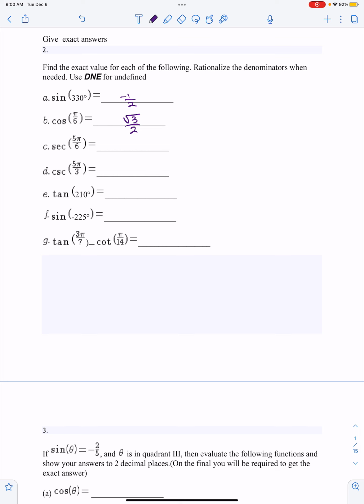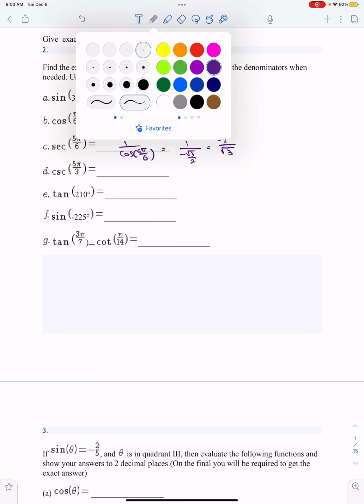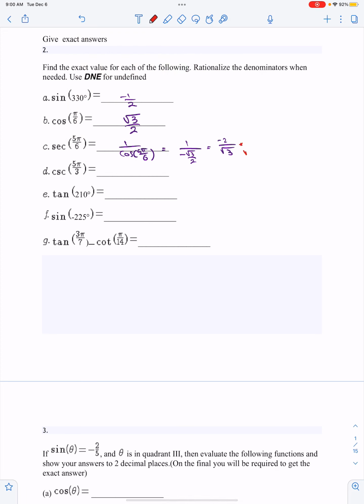And then secant 5 pi over 6. So we know that secant is 1 over cosine. So we're going to say this is the same as 1 over cosine 5 pi over 6, which is equal to 1 over negative square root of 3 over 2. So negative square root of 3 over 2, you can say the reciprocal. So this is equal to negative 2 over square root of 3. We don't like the radicals in the denominator, so we're going to rationalize. We're going to multiply by square root of 3 over square root of 3. So we will have negative 2 square root of 3 over 3, and that is the answer.